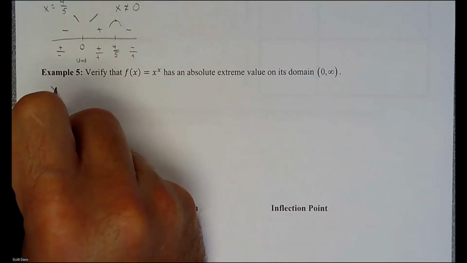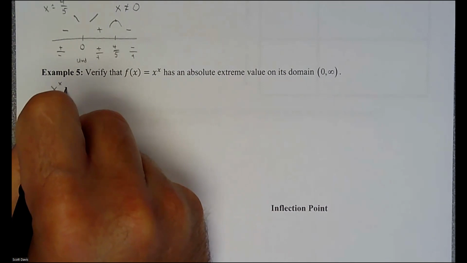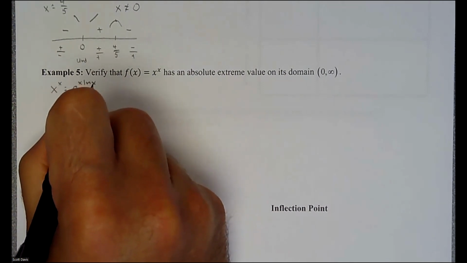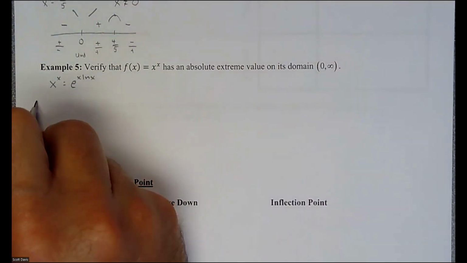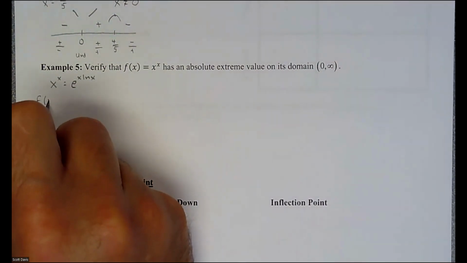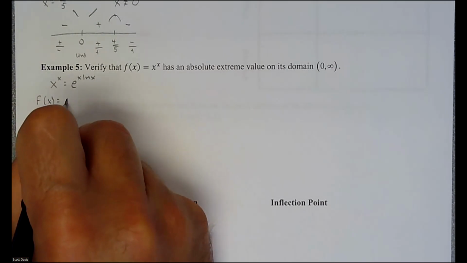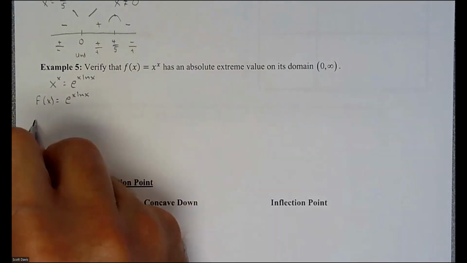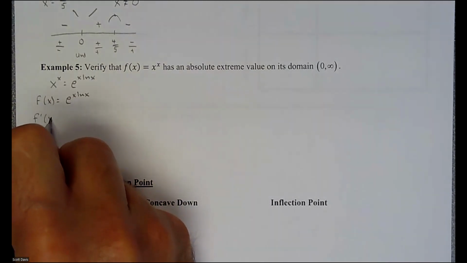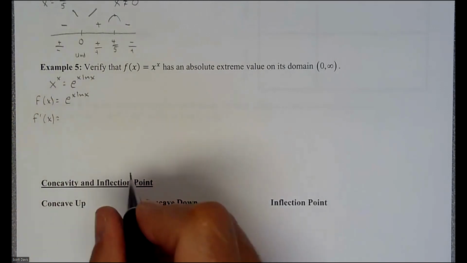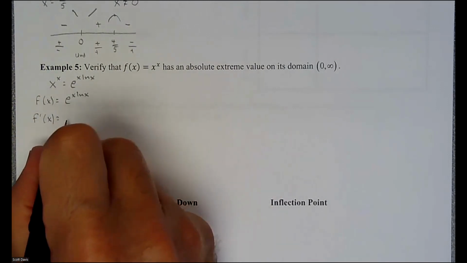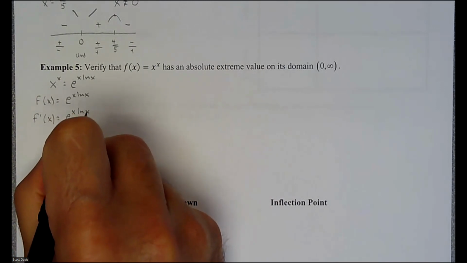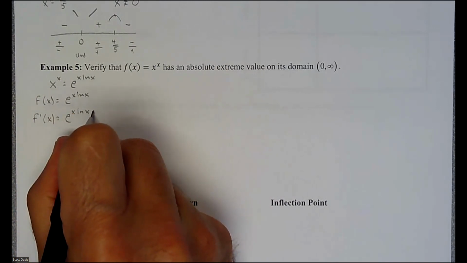First thing we got to do is remember that on a tower function, we're going to adjust it to this look. We're going to turn it into an exponential, and then we'll do the derivative of it. So that turns our equation into e to the x natural log x. And then we'll do the derivative. So the derivative of e to the x natural log x is itself, e to the x natural log x, and then times the derivative of the exponent.